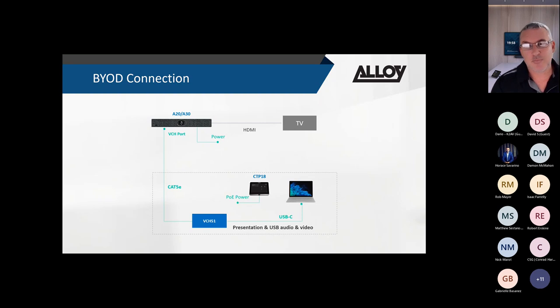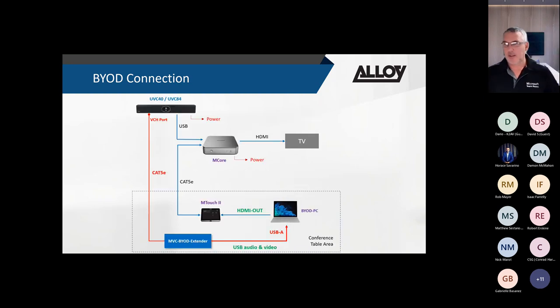Simple, we add a PoE switch. So we just add a PoE switch to the back of that port. We connect the A20 or A30 to a PoE switch, our mic to the PoE switch, and also our VCH51 to the PoE switch as well. Now, with the Android-based devices, to enable BYOD mode, it's a single USB-C connection to our laptop. Now, if our laptop does not have a USB-C port, or our USB-C port does not support video pass-through, there's also a USB-A and a HDMI port on the VCH51 that we can connect to older laptops with.